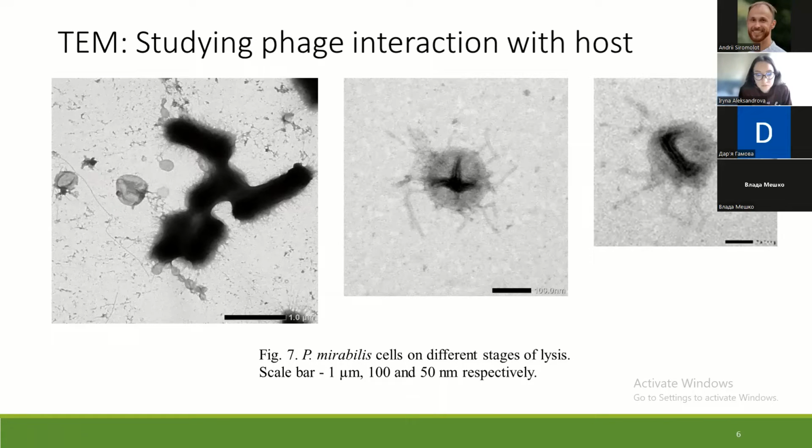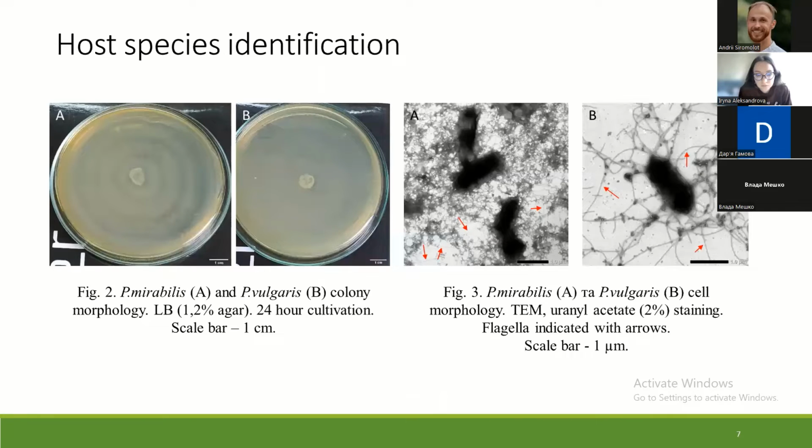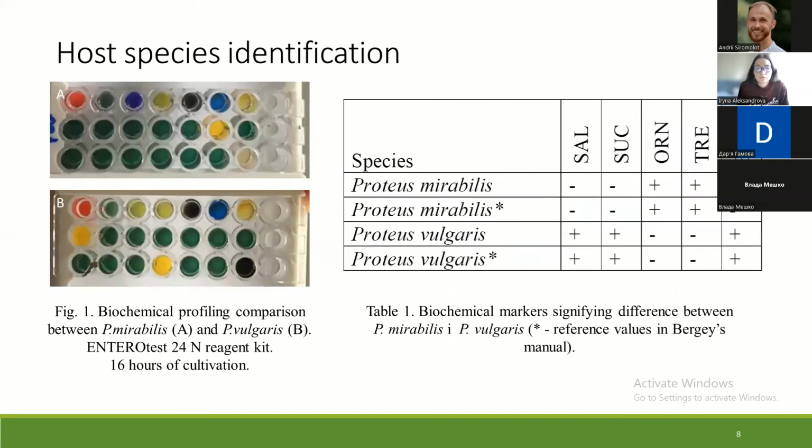From this point on, further studies involved characterization of the phage host range. Beforehand, the host bacterium species assignment was proven. After 24 hours of cultivation, the host bacterium demonstrated classic Proteus mirabilis colony morphology with concentric circles on the agar plate. Cell morphology also matches the Proteus mirabilis description in literature. Biochemical profiling is consistent with reference values in the Bergey's manual as well. Reactions clearly demonstrate the difference in compound utilization between Proteus mirabilis and Proteus vulgaris.